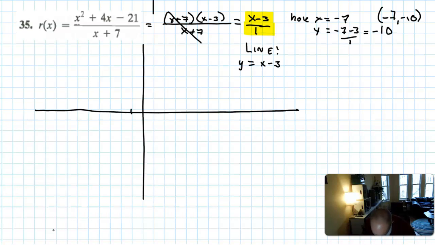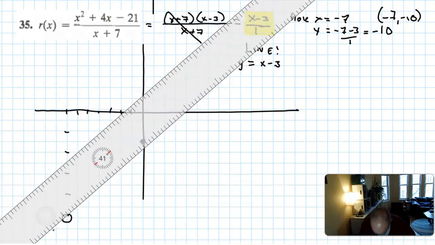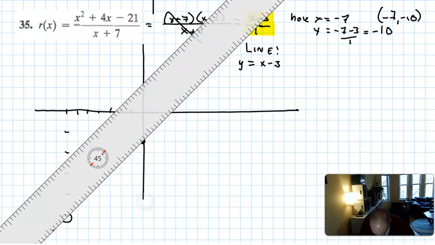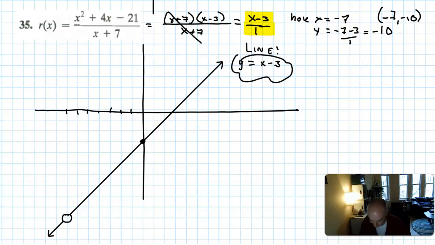So we're going to go negative 7, down 10, 2, 4, 6, 10. There's the hole. And then hopefully this comes out to an intercept of negative 3. Looks like it will. And you know what? We're just going to take our ruler, line this up. And there's our graph. So that one's a little spooky, but it is what it is. Don't overthink it. That's the lesson on this problem.